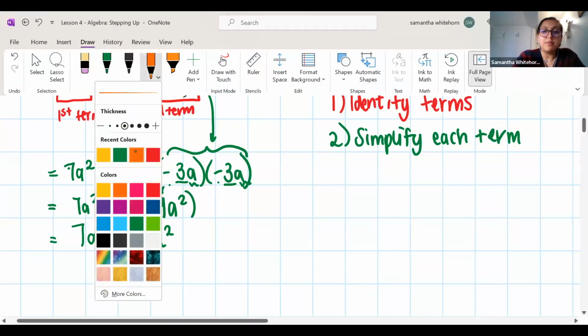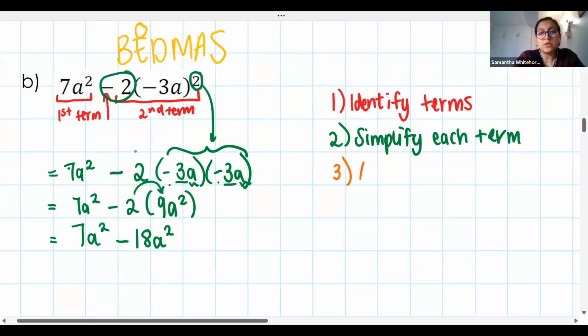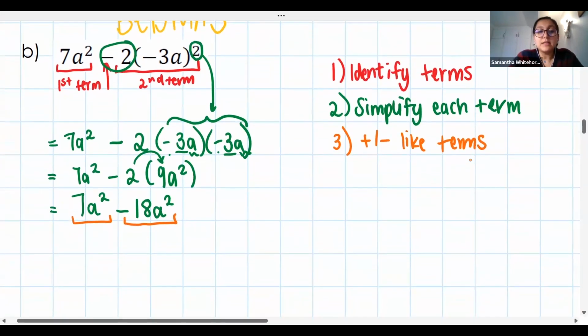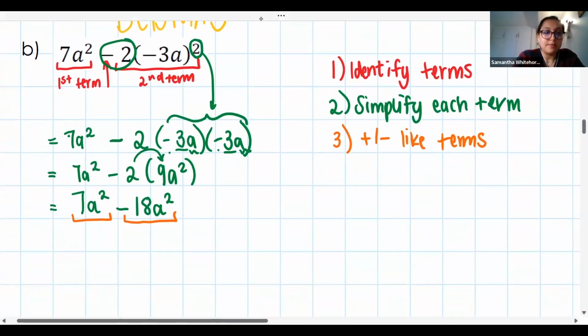Our third step then, remember, is we want to add or subtract. I don't know why I want to write all these words out. Add or subtract like terms. And this is now where we look for same variables, same exponents. What I hopefully see here is that both of these are like terms because they both have an a squared only in them. And so that means I can add and subtract them.